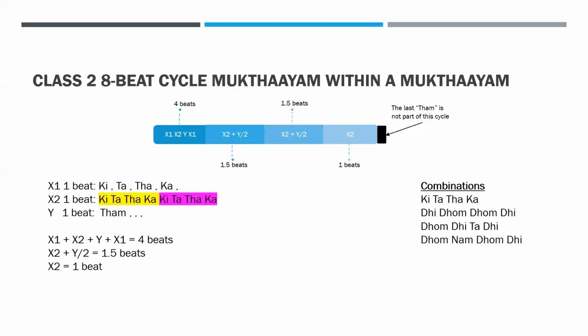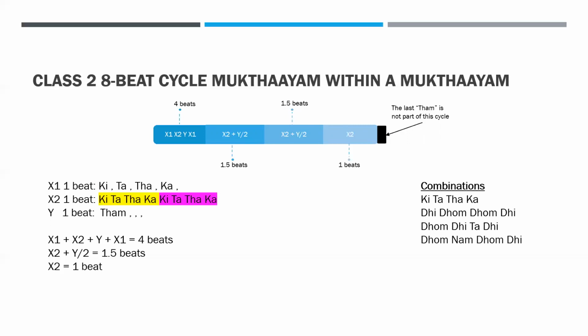5, 6, 7, 8. Kitta taka, kitta taka tam. Kitta taka, kitta taka tam. Kitta taka tam. Kitta taka tam. And the last term is finish, right? That is not part of the Aditalam cycle. That is the next cycle. So if you are doing many repetitions of that, you will not say the term. You will only say the last term in the finish when you are actually finishing it.